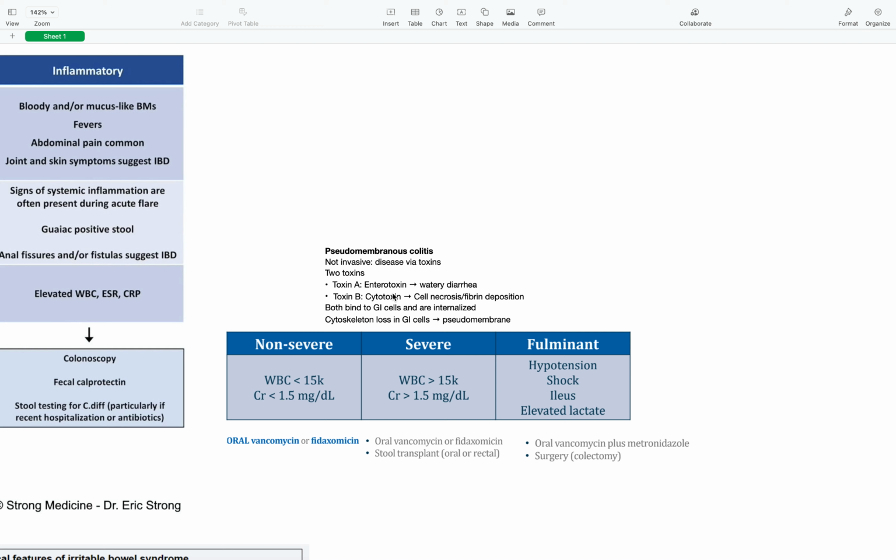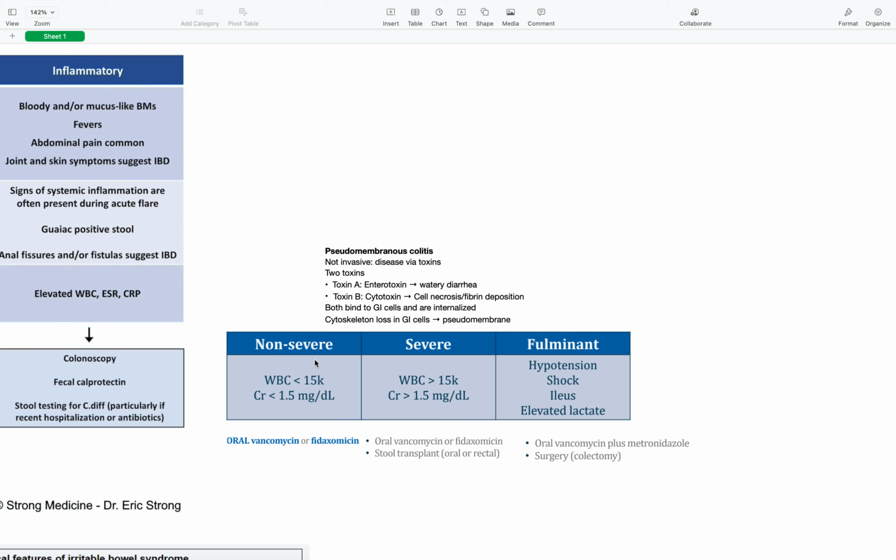Now, these two toxins bind to the GI cells and are internalized, and that results in cytoskeleton loss in the GI cells, and that results in a pseudomembrane, and therefore this disease is called pseudomembranous colitis. It's classified into three: non-severe, severe, and fulminant. Non-severe is when white blood cell count is less than 15K and creatinine is less than 1.5 mg per dl.